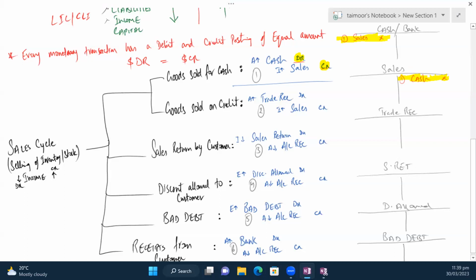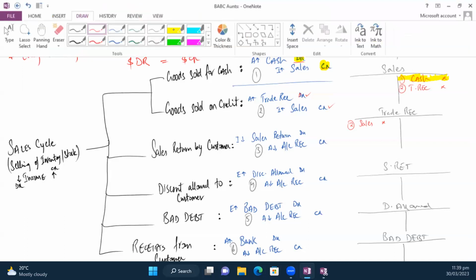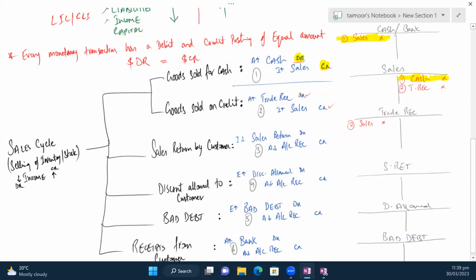For the second entry, it says trade receivable debit and sales credit. The trade receivable account debit because of sales, and sales account credit because of trade receivable. Again, इसको भी देखते हैं. It says trade receivable account debit, so we debited the trade receivable account because of sales. It says sales credit, so we credited the sales account because of trade receivable. ठीक है जी? You should not be confused by now.